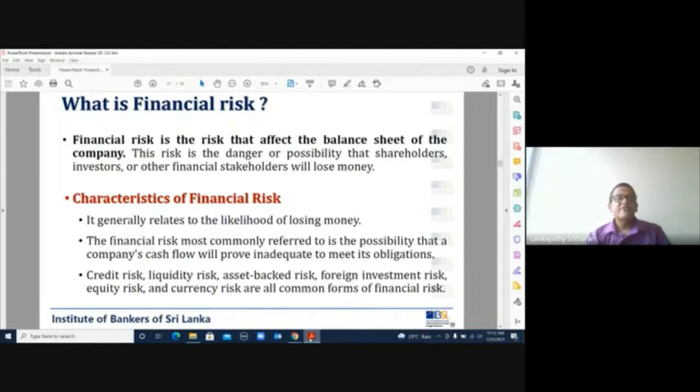So now we have seen what financial risk is: any risk that directly affects the balance sheet of the company. Students, you will just include the words here in the first bullet point: financial risk is the risk that directly affects the balance sheet of the company. The risk is the danger or possibility that shareholders, investors, or other financial stakeholders will lose money. That is called financial risk.